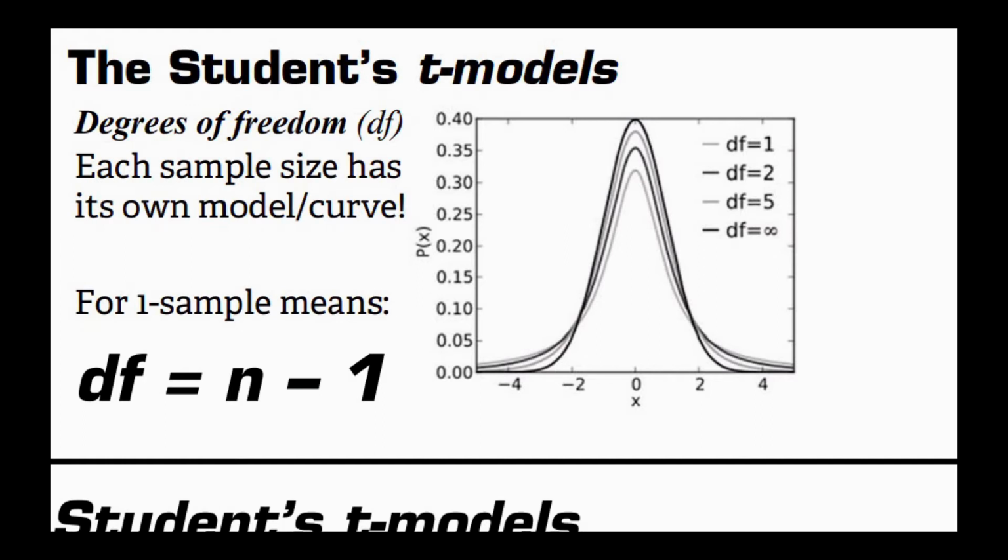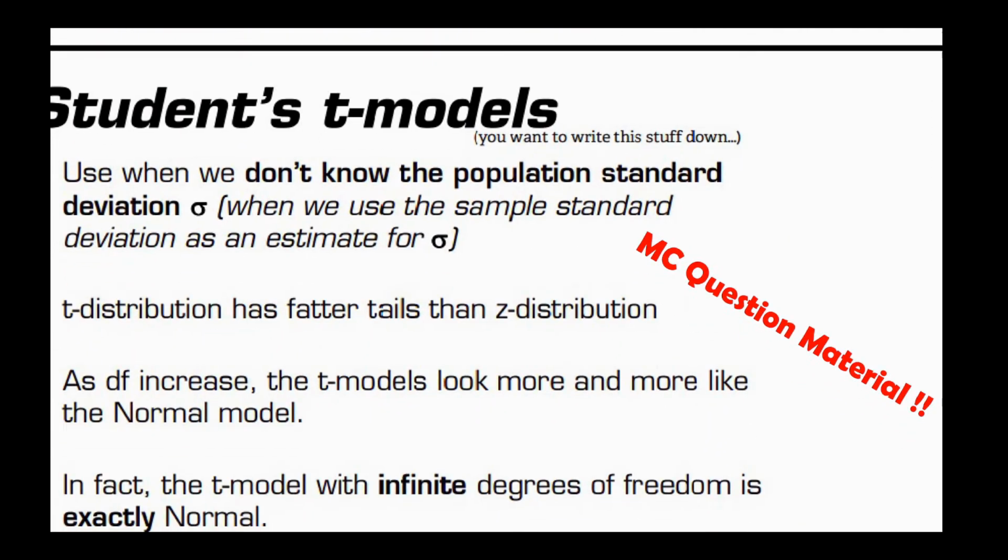Degrees of freedom. You're going to be hearing that for the rest of the year. That's what degrees of freedom are. It's based off the sample size. As sample size goes up, so does degrees of freedom. And when they both go up, the variability goes down.